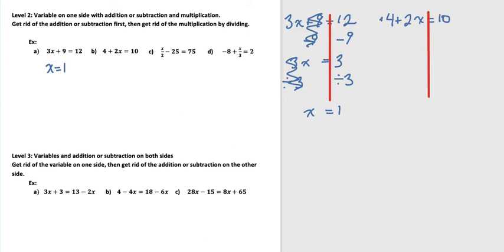And so we look at this plus 4, and to get rid of the plus 4, we have to subtract 4. If we subtract 4 from this side, we subtract 4 from this side. That means our 4's go away, and we're left with 2x equals 10 minus 4, which is 6. And now we just have some multiplication left, 2 times x. So to get rid of this 2, we divide. If we divide this side by 2, we divide this side by 2. So our 2's go away, and we're left with x equals 6 divided by 2, which is 3. Let's take a look at these next two examples.